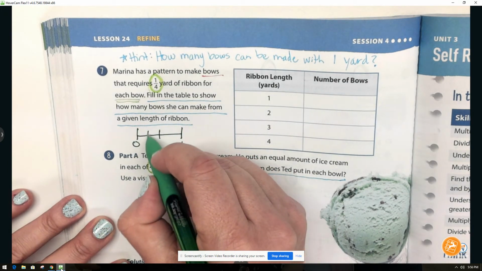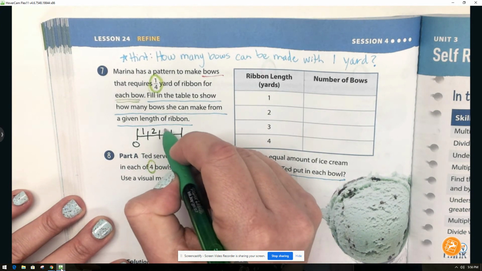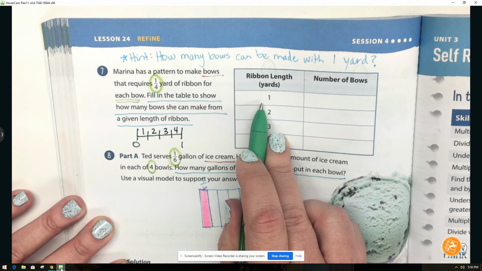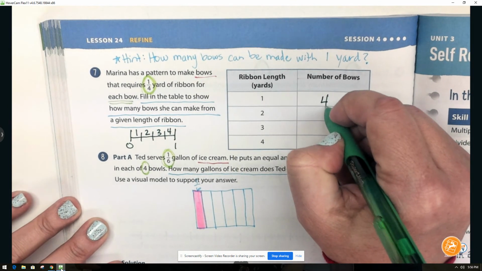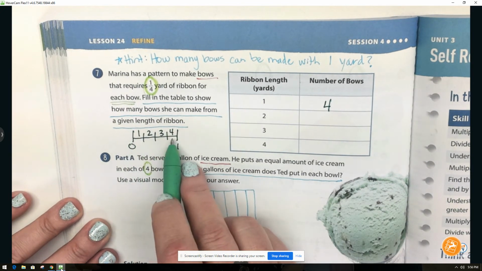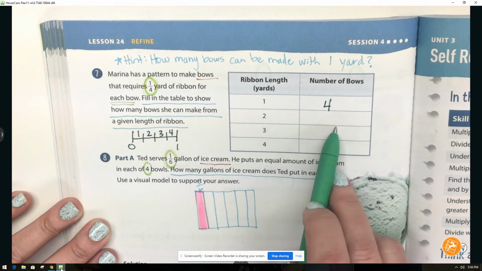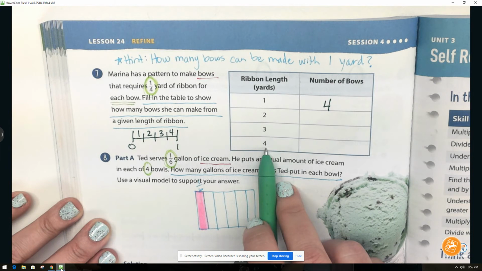Well, if we drew 1 yard of ribbon and we broke it into fourths, how many equal sections do we have? 1, 2, 3, 4. So 1 yard of ribbon would be 4 fourths. So we could make 4 bows with 1 yard of ribbon. How many bows could we make with 2 yards, with 3 yards, and with 4 yards?